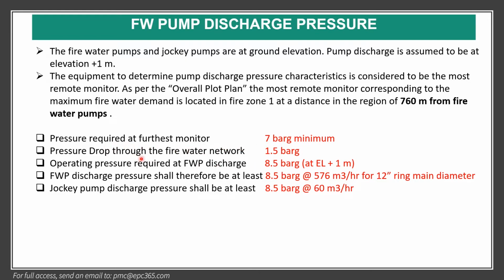The pressure drop through the fire water network was calculated based on Hazen-Williams pressure drop calculation, 1.5, plus operating pressure 7, so 8.5, plus 1 at elevation of 1 meter, and the fire water discharge pressure should be 8.5 bar gauge at 576 cubic meter per hour for a 12-inch ring main diameter. And the jockey pump for this project should be 8.5 bar gauge at 60 cubic meter per hour.